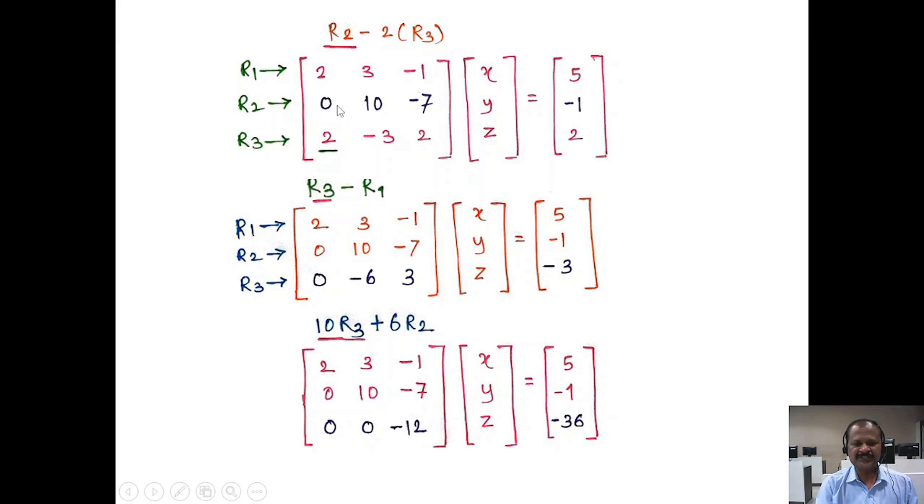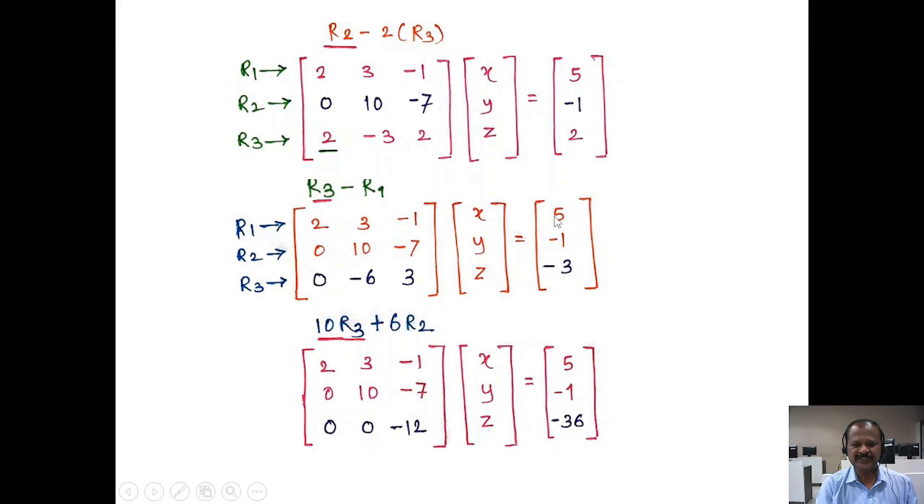Now this element is a 0. Now we have to make this element 0. So for this you can take the help of R1. So R3 minus R1, here it is a 2, again here it is a 2. So change in only R3 and there is no change in R1 and R2. So you can write R1 and R2 as it is.